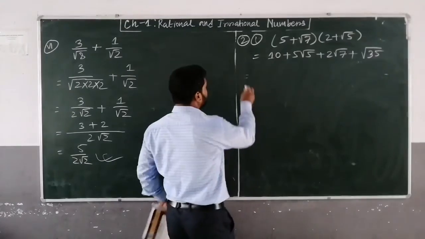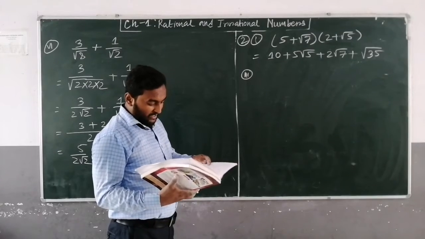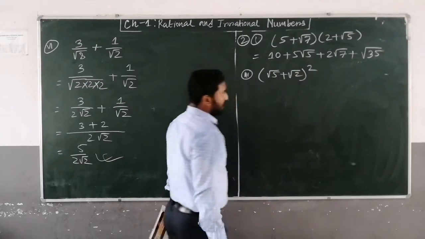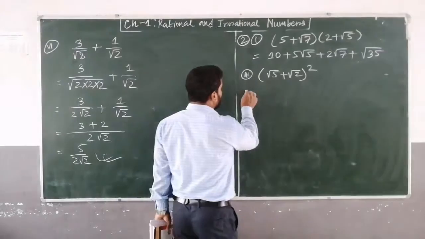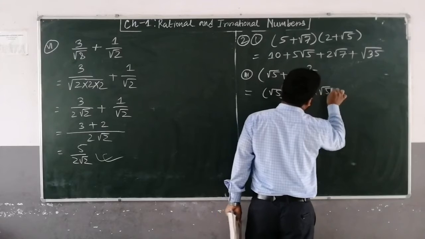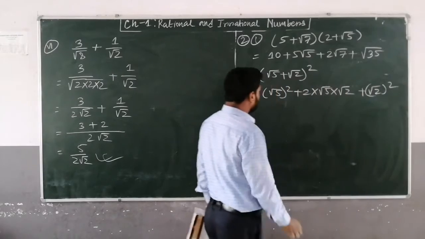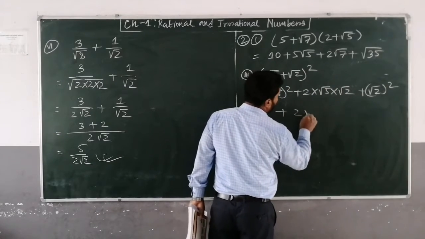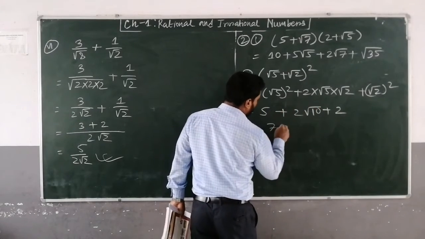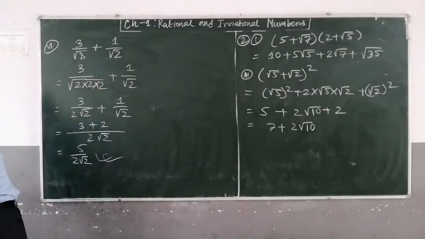Now third part. In the third part it is given that root 5 plus root 2 whole square. A plus b whole square formula. So you have to split it using the a plus b whole square formula. So a square plus 2ab, 2 into root 5 into root 2, plus b square, under root 2 square. So that is equal to 5 plus 2 under root 10 plus 2. So 5 plus 2 that is 7. So 7 plus 2 under root 10. This is the third part.